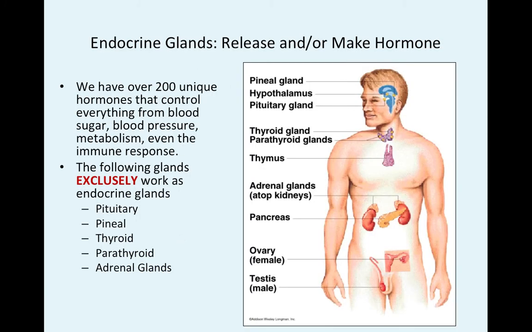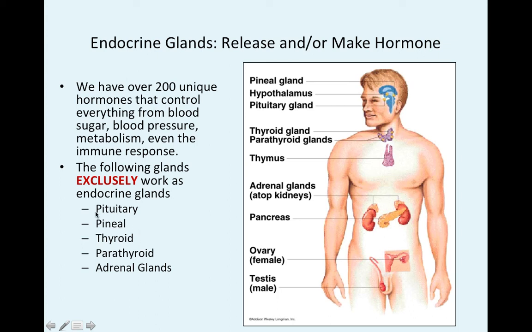So when we look at the glands, or the parts that make up the endocrine system, we have a couple of really important ones that we're going to talk about here. We have over 200 unique hormones that control everything from blood sugar to blood pressure to metabolism, even our immune response. These glands are exclusively for the endocrine system.